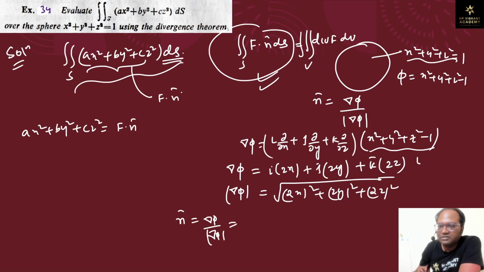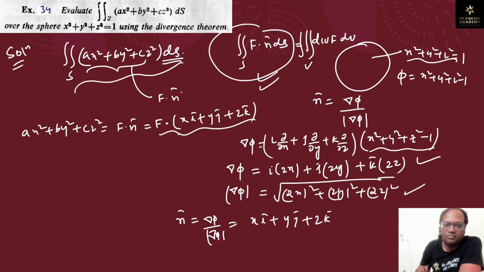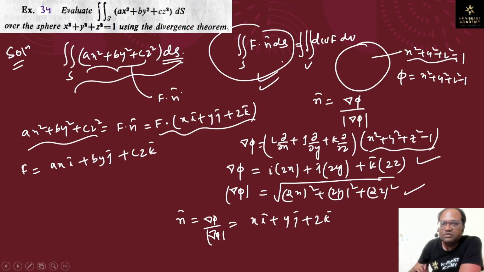If we divide these, we will get n cap as x i cap plus y j cap plus z k cap. So this is something equal to f dot n cap, which is x i cap plus y j cap plus z k cap. On comparing this, we will get the value of f as ax i cap plus by j cap plus cz k cap. So f dot n cap ds is equal to divergence of f dv. Let us find the divergence of f.